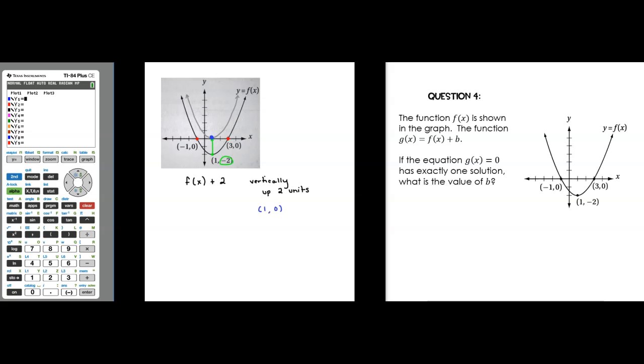So the solution to question number 4 is simply to add 2, or b equals 2 in this case. b equals 2.